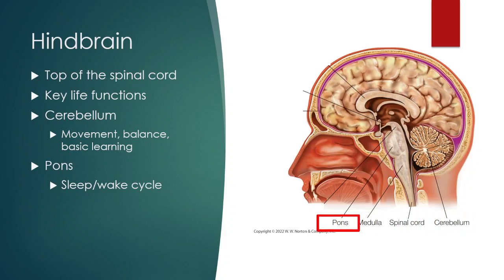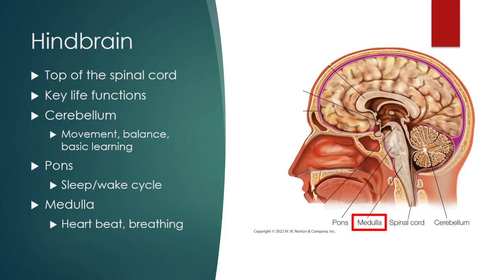The pons, if you see my little red mark over there, the pons is that big swollen part at the top of the spinal cord, and it's in charge of your sleep-wake cycle. It's what makes you feel drowsy, or what makes you feel alert. It handles those kinds of things. The medulla, which is just below the pons, it's the first real swelling coming out of the spinal cord, and it's in control of heart rate and breathing.